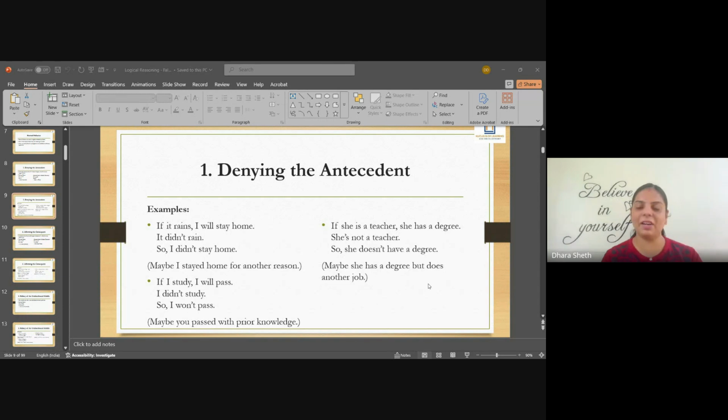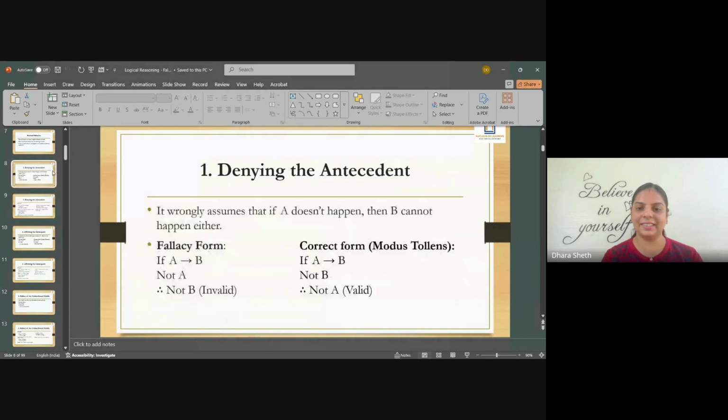If I study, I will pass. I didn't study, so I won't pass. Maybe you will pass based on whatever learning you did in the classroom or whatever prior knowledge you have. If she is a teacher, she has a degree. She is not a teacher, so she does not have a degree. Now that is not applicable because everyone who has a degree does not become a teacher. You can also go into application roles, right? So that is called denying the antecedent.